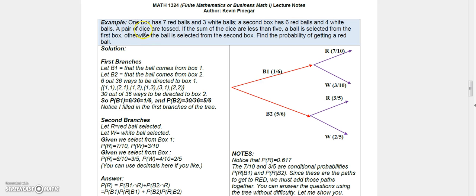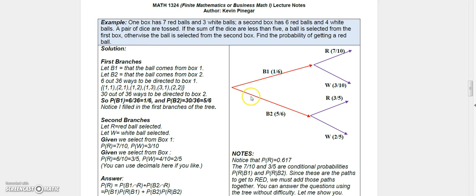Let's continue this with another similar example. Let's say a box has 7 red balls and 3 white balls, and a second box has 6 red balls and 4 white balls. A pair of dice are tossed. If the sum of the dice is less than 5, a ball is selected from the first box. Otherwise, the ball is selected from the second box. Find the probability of getting a red ball.